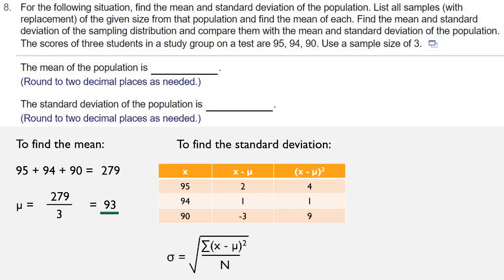To find the standard deviation, we use this formula. Sigma is equal to the square root of the sum of (x minus mu) squared, divided by n. That means we take the sum of the last column and we divide it by n. So 4 plus 1 plus 9 is 14, and the n value here is 3. It's how many data entries we had from the population. So this is going to be the square root of 14 divided by 3, which as a decimal is 2.160246899. Rounded to 2 decimal places is 2.16. That's your standard deviation. So let's look at the next part.